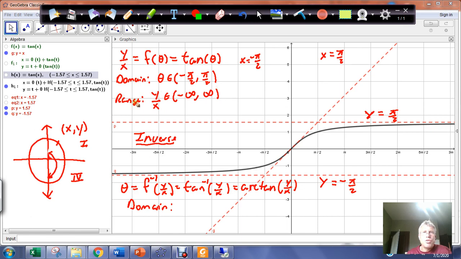So the domain of the inverse tangent function has to be the range of the tangent function, because the domain becomes the range and the range becomes the domain. So we see we can put in anything from negative infinity to infinity. You get to put in anything that you wish for a side ratio. The domain is going to be side ratios y over x running from negative infinity to infinity, and the range, the outputs, are going to be angles, but the angle outputs are restricted to the open interval from negative pi over 2 to pi over 2.